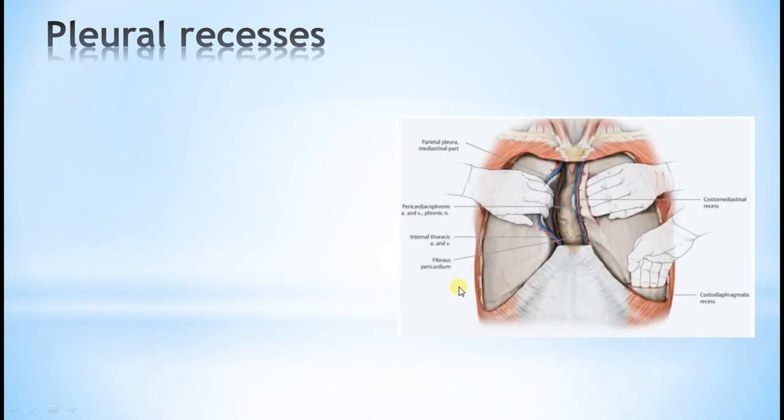This is just a demonstration to show you the costomediastinal recess, the space between your costal pleura and mediastinal pleura along the anterior border of the lung, and this is your costodiaphragmatic recess between the costal pleura and the diaphragmatic pleura.